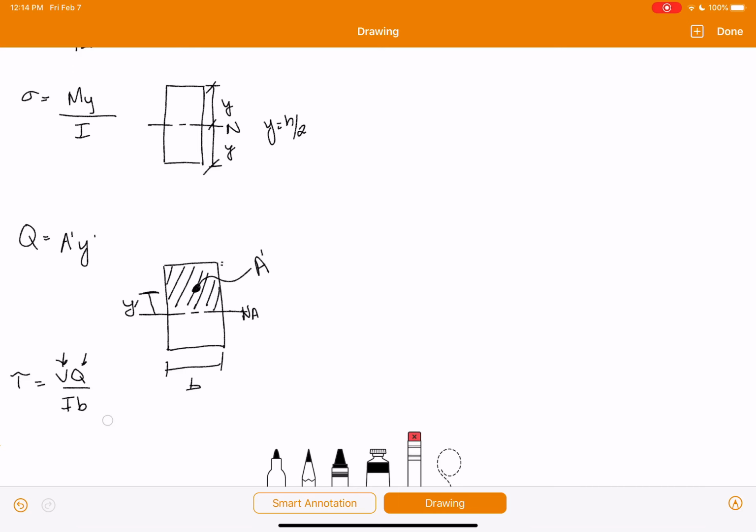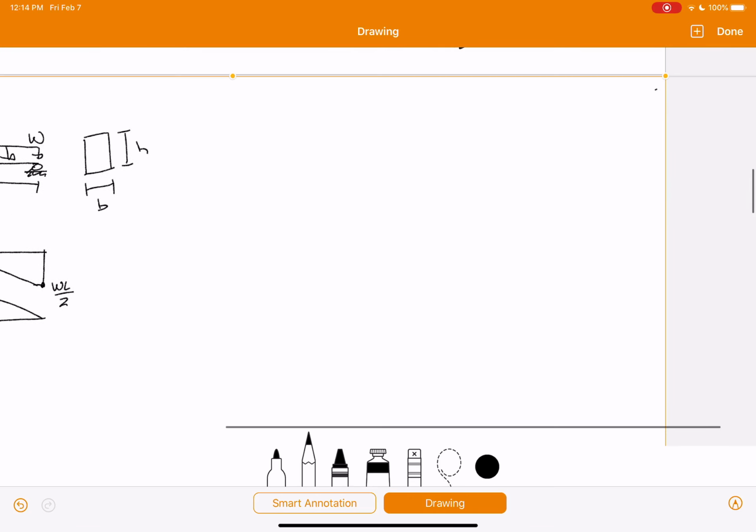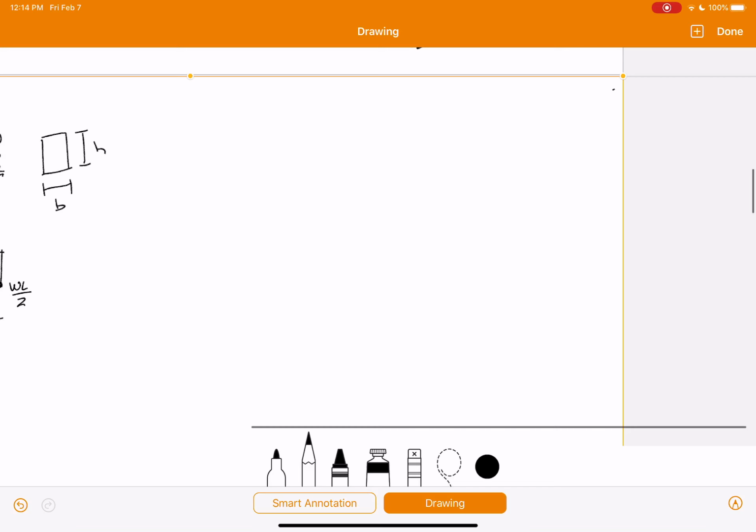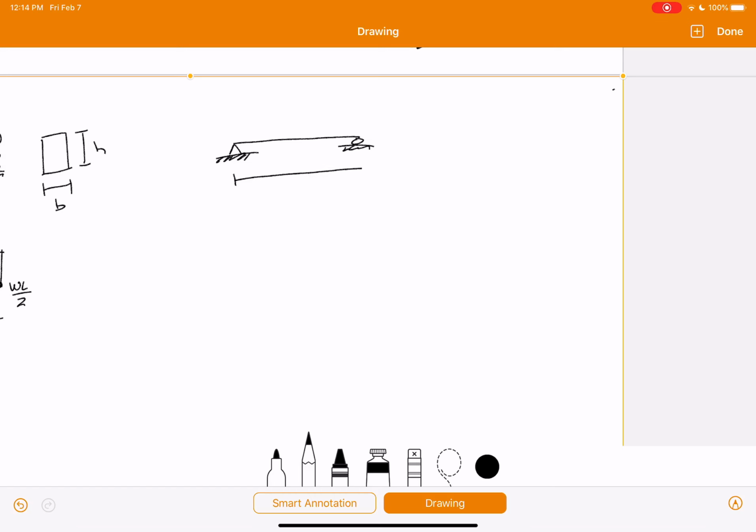Okay, so let's go ahead and run through an example of one of these. Let's say we've got a beam that is 1,000 inches long, and there's a distributed load on it of 100 pounds per inch.